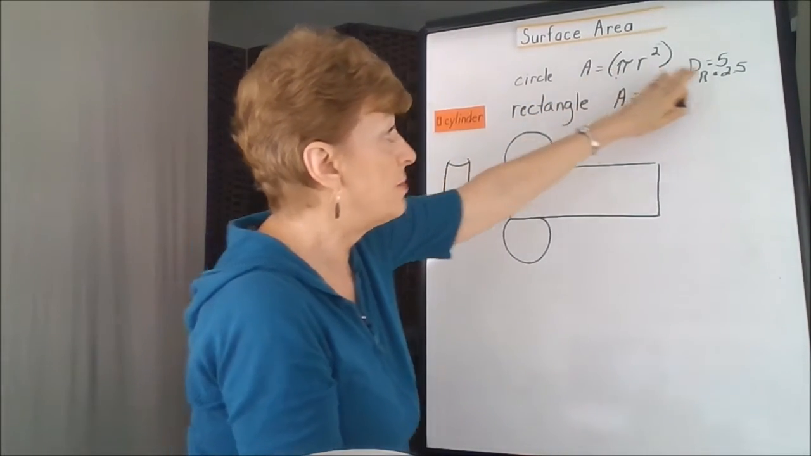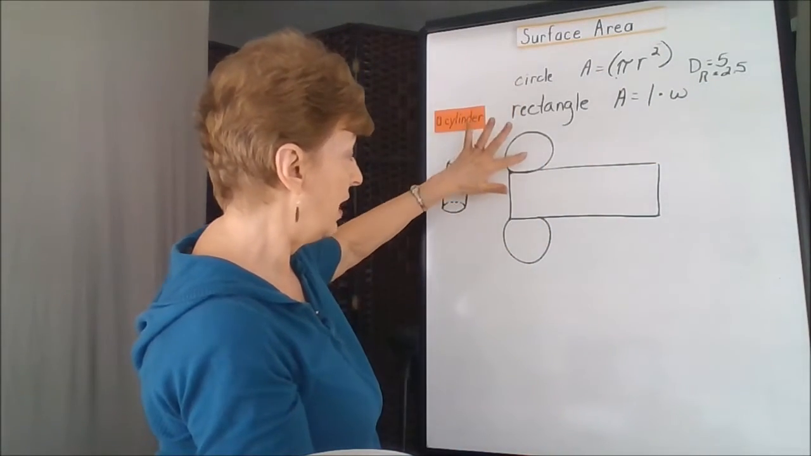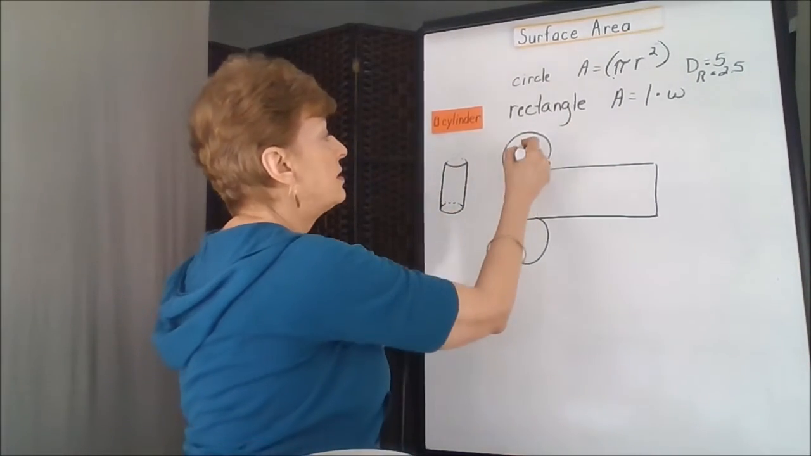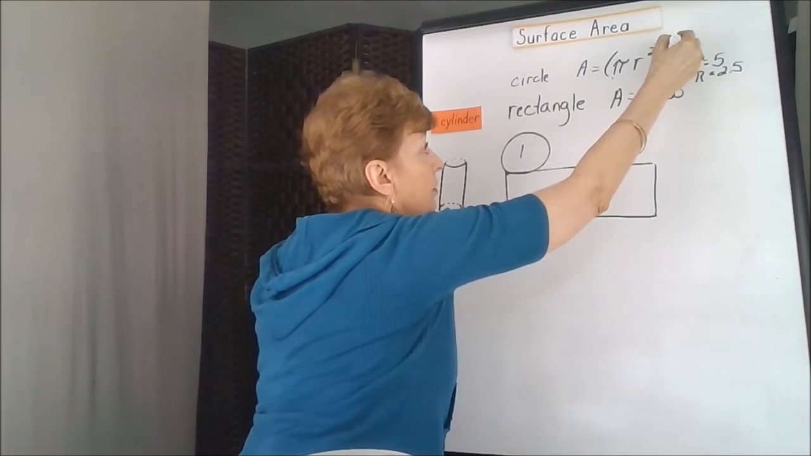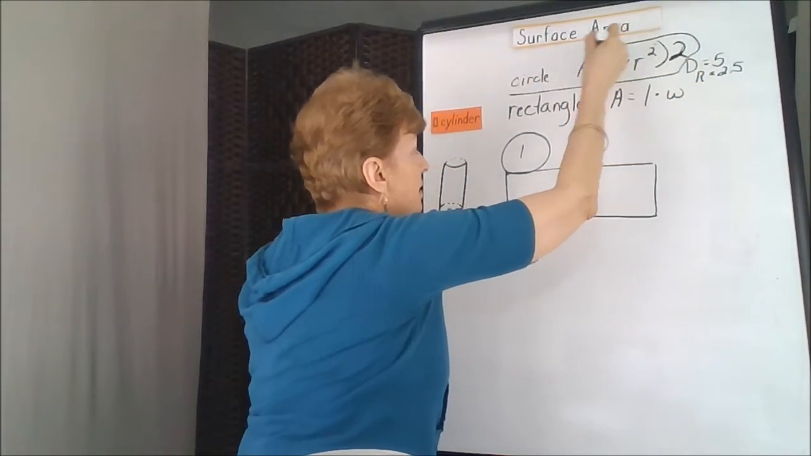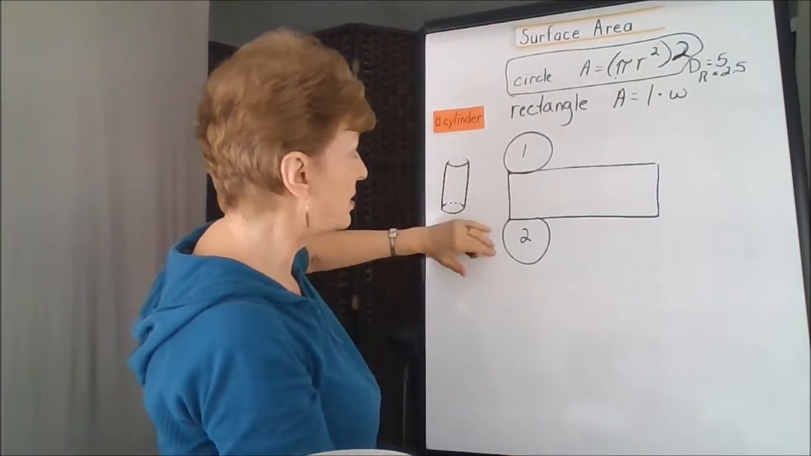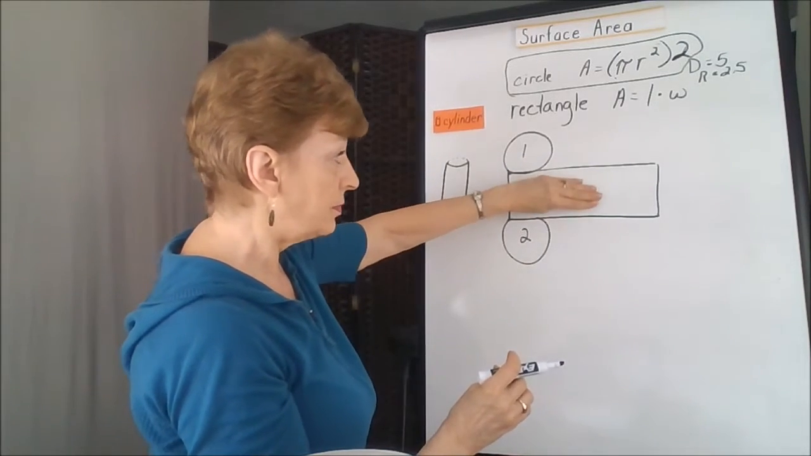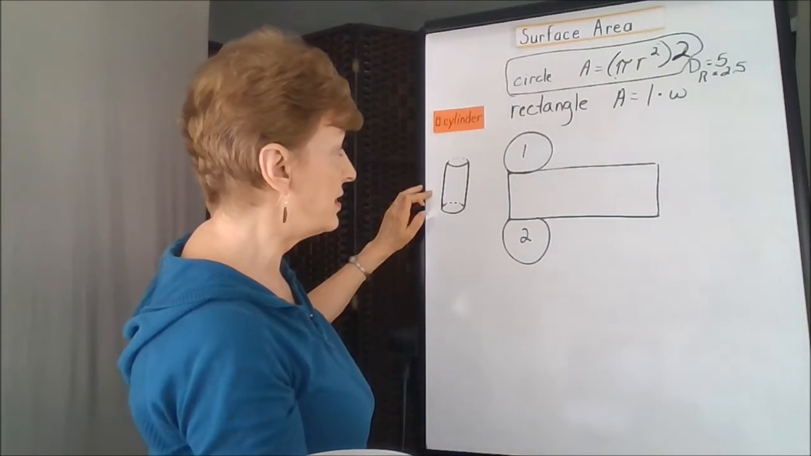That's pi times 2.5 squared. And that'll give you the area of one of the circles. But we have two circles on this, so this formula has to be multiplied by 2. So here's our first formula. We're going to figure this area of the two circles and set it aside, because that figure has to be added to the total area of the rectangle to find the surface area of the cylinder.